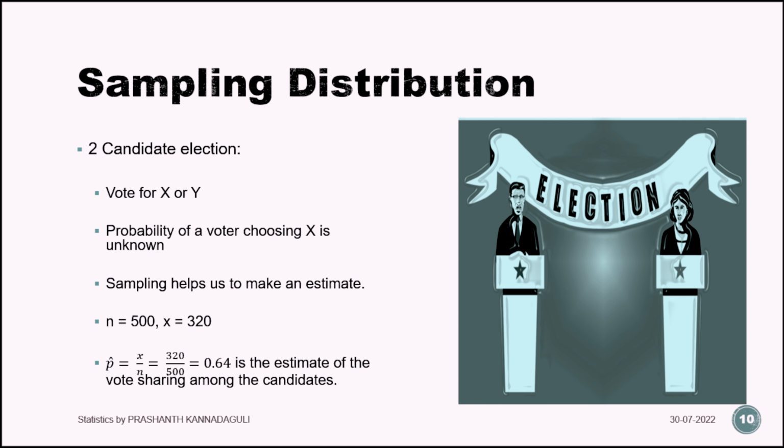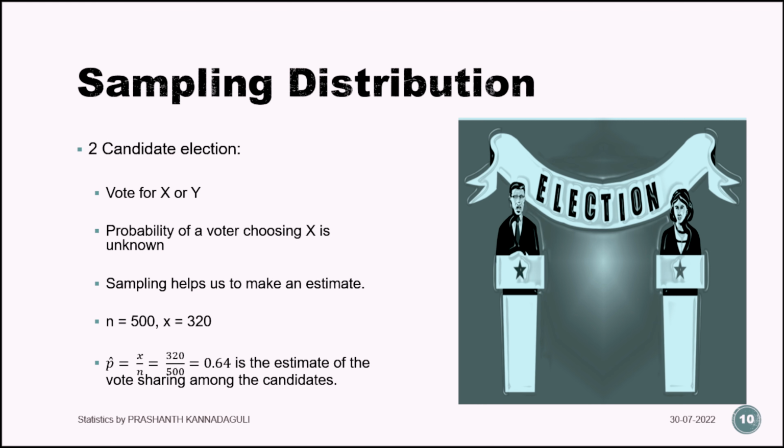When you say I don't want X, it means you need to vote for Y only. There is no other option. Similarly, if my option is not Y, then it is X. So the probability of a voter choosing X is unknown. This is our idea. I want to check who is going to win.